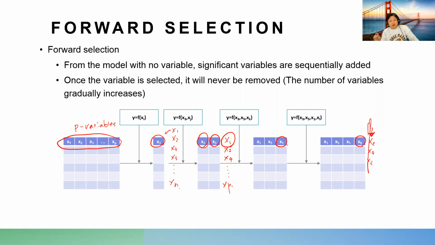But once a variable is selected, it will never be removed. Okay, once we select one variable, it will not be removed. It will always be included in the sequential model. That is the forward selection approach.